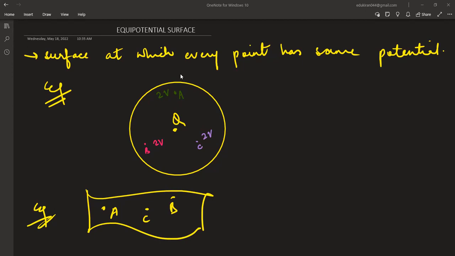Yes, ma'am. All right. So in the last class, we had started with electric potential. Now let us quickly complete the equipotential surface. That's why I started this class earlier also today.